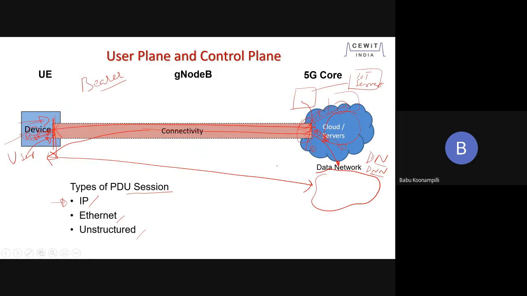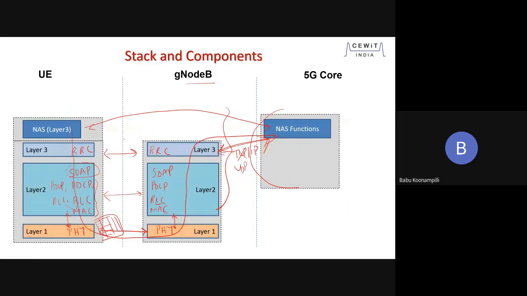As I said earlier, when you look at this stack, these are the control plane functions. NAS is a control plane function, and this is also a control plane function, whereas layer 2 and layer 1 don't distinguish between the control plane and user plane. As far as they are concerned, it's only bits. The information bits can be control plane information or user plane information. Only at the higher layer, SDAP is one which specifically looks at user plane. It is not there for control plane, whereas all these other functions are there for both user plane and control plane.